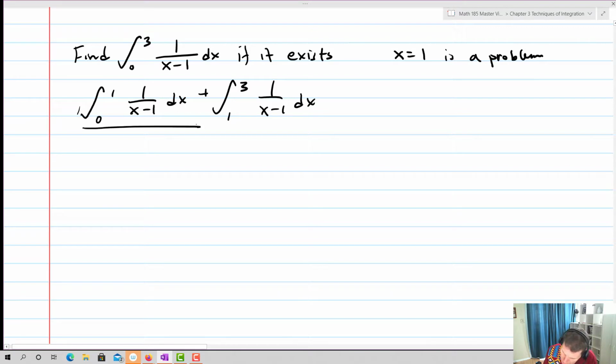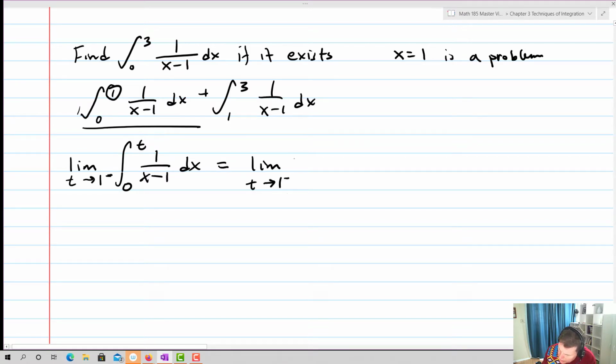So we'll take the first one. Let's see if this one exists, and if it does, what is its value? So the limit as t approaches 1, this time from the negative side because 1 is on the top end of my interval, of the integral of 1 over x minus 1 evaluated from 0 to t dx. This is going to end up equaling the limit as t approaches 1 from the negative side of the natural log of x minus 1. You can find that using a u substitution if you're inclined. Evaluated from 0 to t.